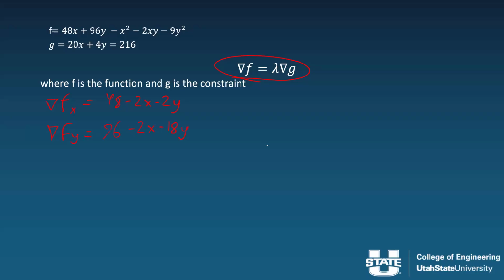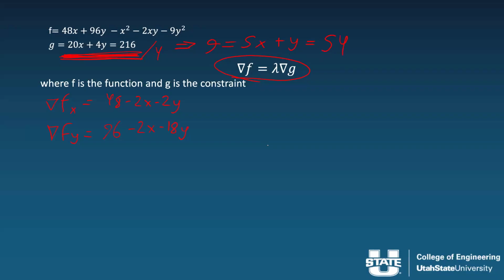Now let's do our gradients with g. So what do you think that is going to be? Before we go with our g equation, I think we can simplify that quite a bit. All of these terms are divisible by 4, so we'll just scale it by dividing everything by 4. Our new g equation is going to be 5x plus y equals, I think, 54. Cool. So there's our new g equation.